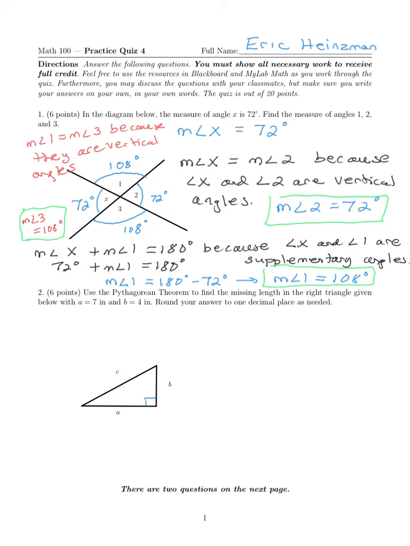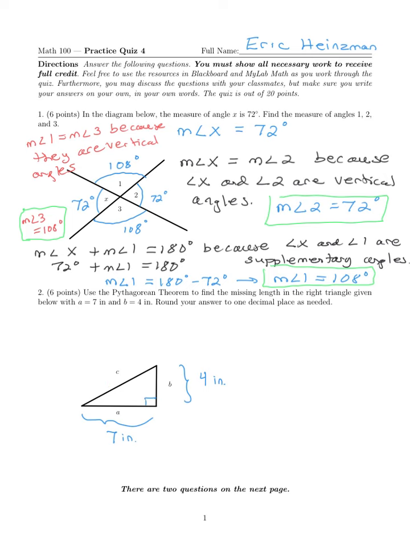In fact, it looks like the angle here is the 90-degree angle, and the hypotenuse is always opposite the right angle. We're given that the length of a is equal to 7 inches, and the length of b is equal to 4 inches. I'm going to label those. So on the triangle, this length here is 7 inches, and this length here is 4 inches. This is the missing length. This is what I don't know.